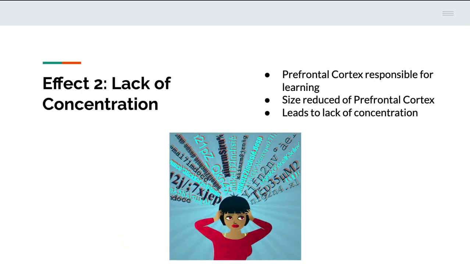Effect 2. Lack of concentration. As I explained earlier, a hormone released by your body to restore energy lost during a stressful event reduces the size of the prefrontal cortex over time. The prefrontal cortex is the part of the brain that is responsible for learning, concentration, and retaining information. If the size of the prefrontal cortex is reduced, this leads to forgetfulness and not being able to stay focused for extended periods of time.